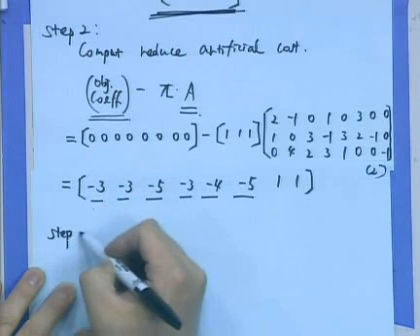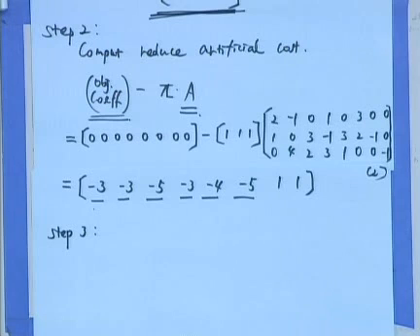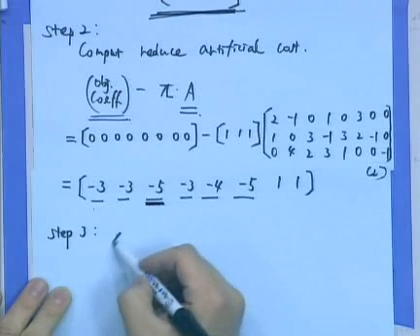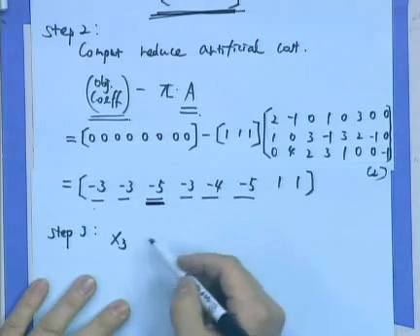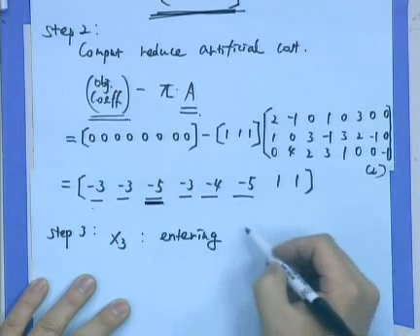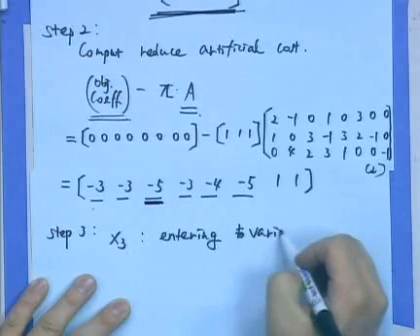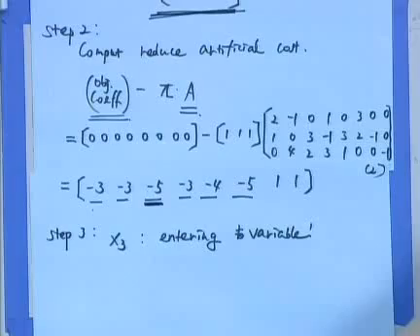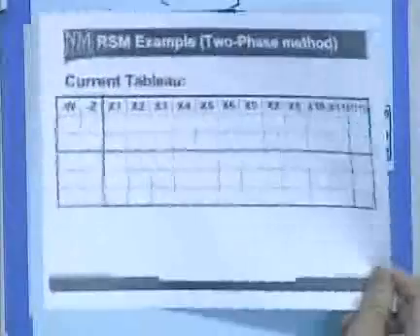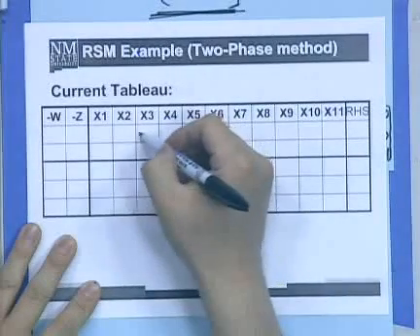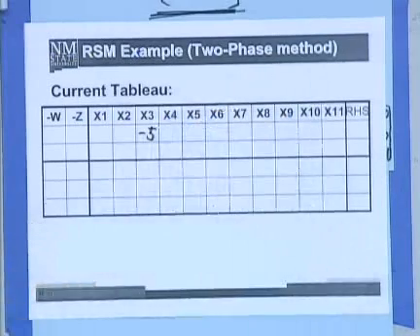So step number 3, we arbitrarily select, let's say, x3 to enter the basis. Okay? So the x3 column becomes the pivot column. Okay? So our current table can be updated with negative 5 here, right?